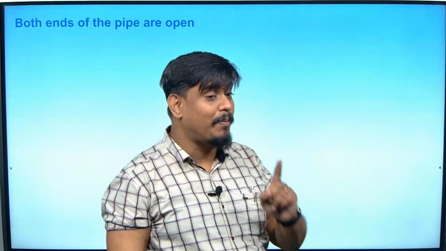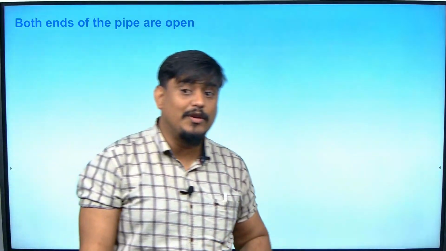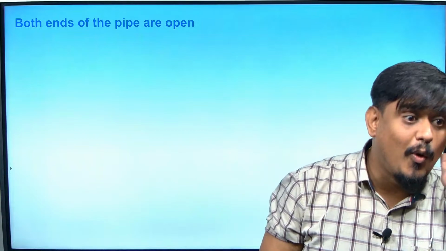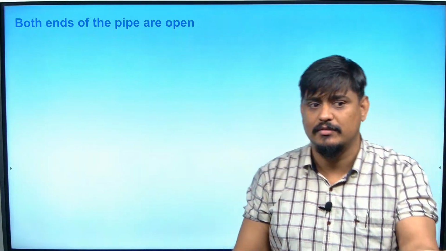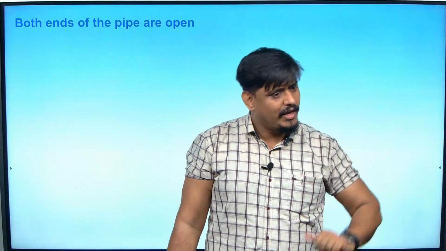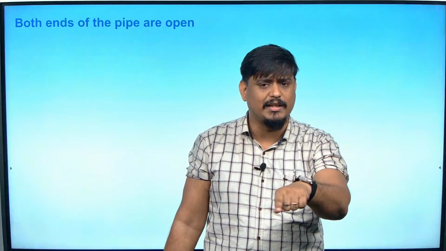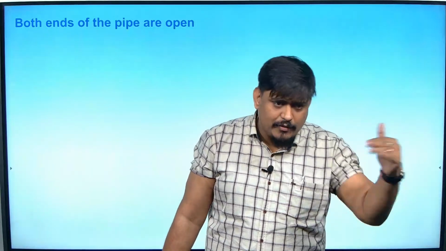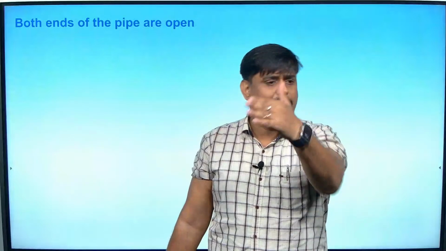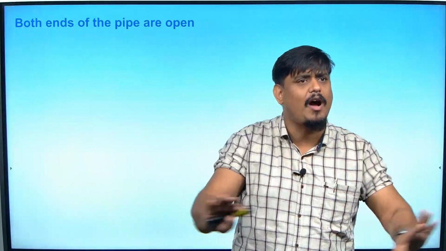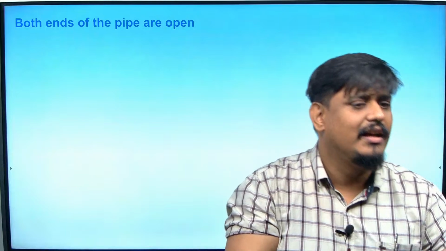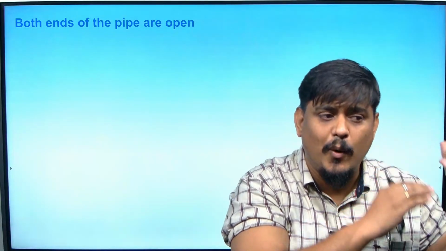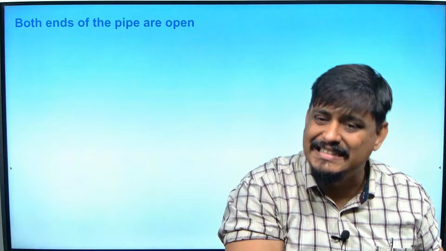What was the fundamental frequency of an open organ pipe? Remember? It was V by 2L. So you can remember that an open organ pipe is very similar to a string. String also has fundamental frequency V by 2L. Here also V by 2L. There the second harmonic is 2V by 2L, that is V by L. Here also V by L. Third harmonic 3V by 2L. Here also 3V by 2L. Just like a string's frequencies vary, the frequencies of an open organ pipe also vary.